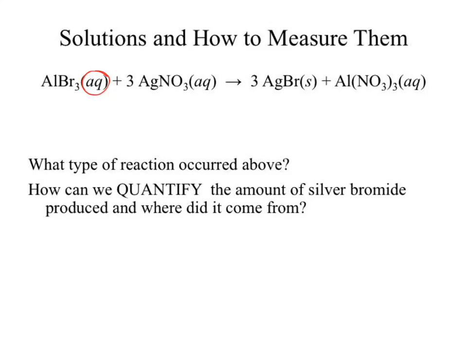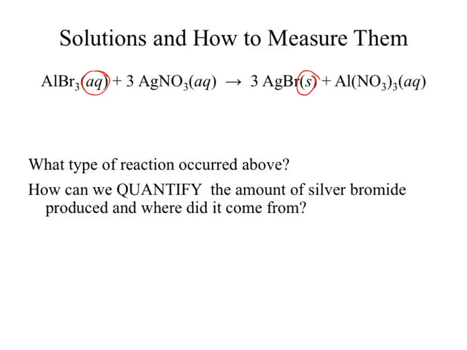So what does quantify mean? Can we put a number on it? So how would we measure the silver bromide? In the lab, easiest way to measure the silver bromide. Weigh it. Okay? And we can weigh it because silver bromide is a solid. Everything else is aqueous. So if we mix these, we get the solid to form, and now we have a bunch of aqueous stuff floating around. How can we separate that solid away from the aqueous?